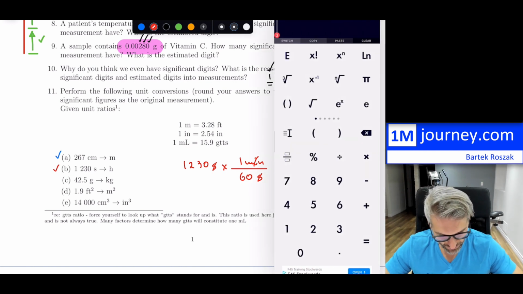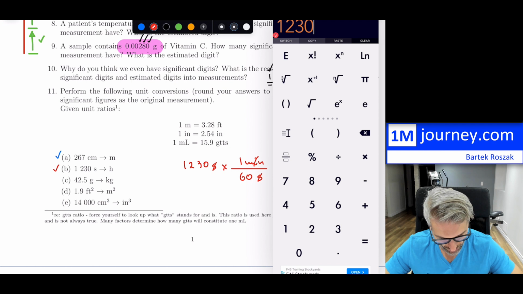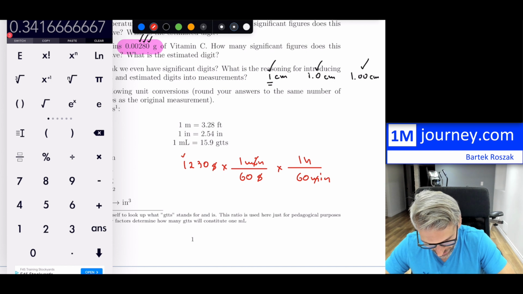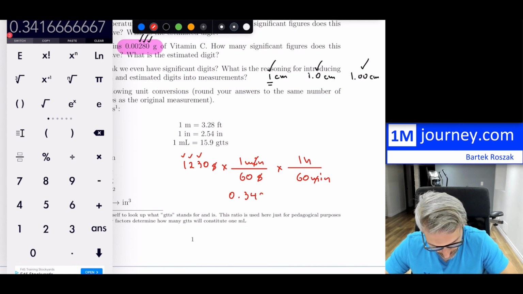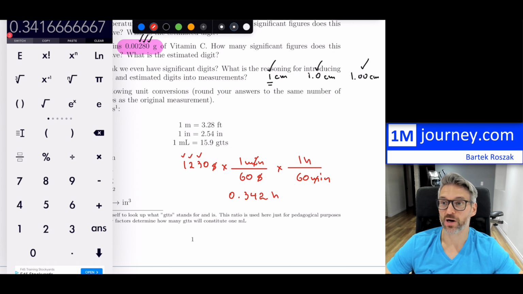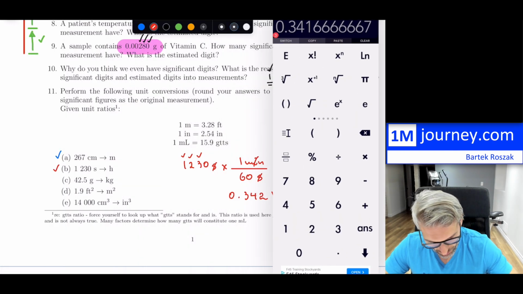So there you have it. So this is going to be 1230, divided by 60, and then that answer divided by 60 again. And what we have is, so this had 1, 2, 3 significant figures. So I'm going to put this as 0.342 hours. There you have it. All right, so that's for part B.